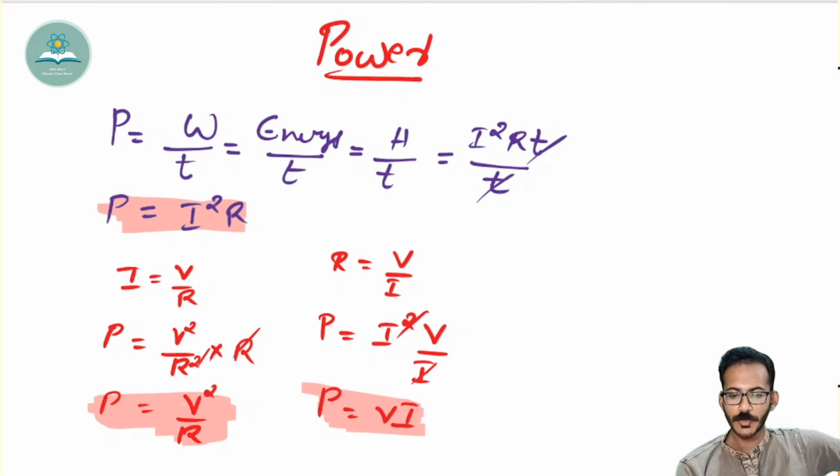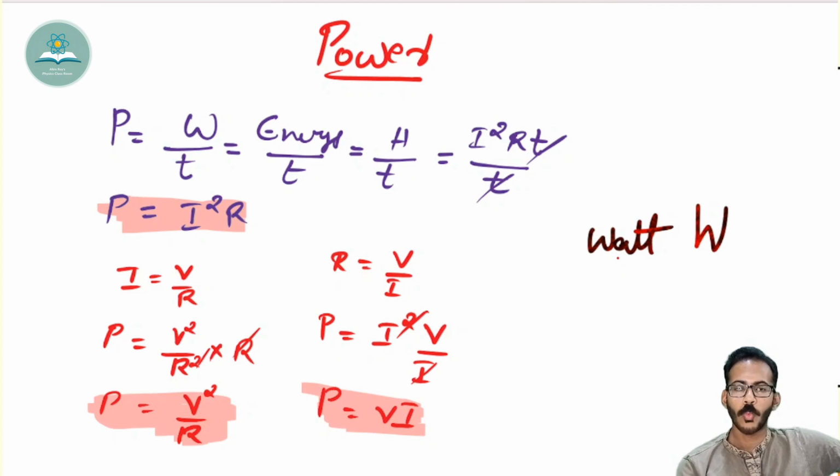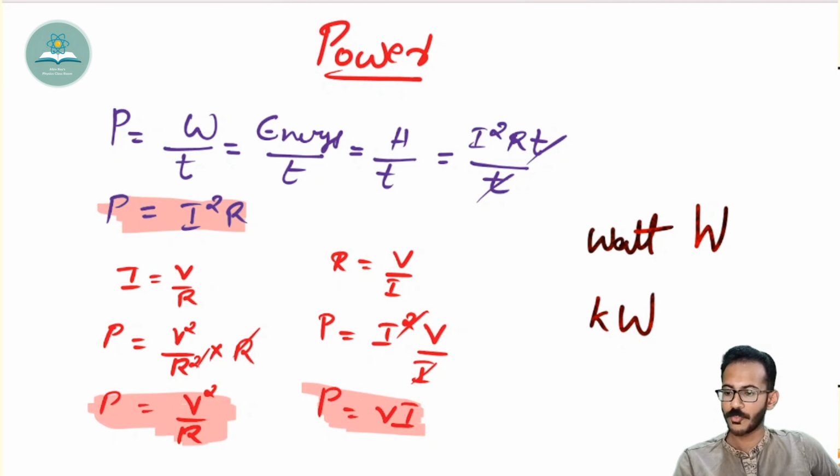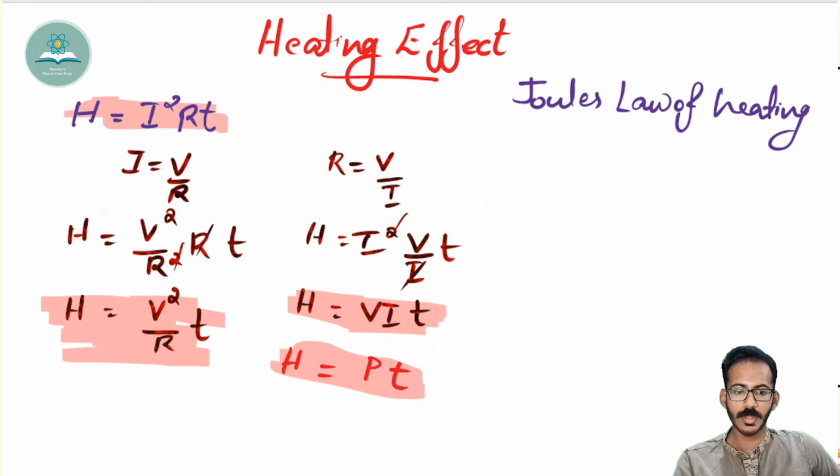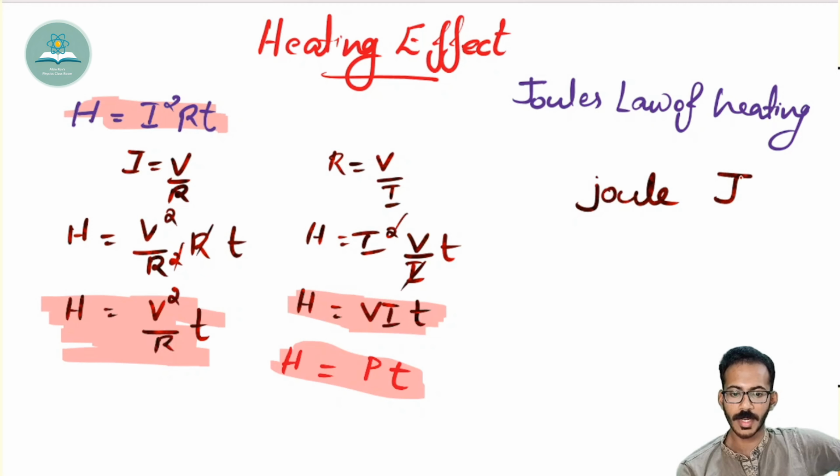As you know, the unit of power is watt, represented using the capital letter W. So SI unit of power is watt. Watt also has higher units, that is kilowatt, represented using the letters kW. So SI unit of power is watt, its higher unit is kilowatt. If we go back to the previous slide, here we know the SI unit of heat energy is Joule, represented by the capital letter J.